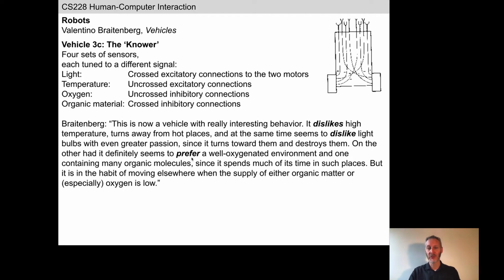It definitely seems to prefer a well-oxygenated environment and one containing many organic molecules, since it spends much of its time in such places. More oxygen or organic material means more inhibition of the wheels, meaning more slowing down of the wheels. It will slow down when it's in high oxygen environments, or when it smells a chemical signal being given off by some rotting organic material. However, it is in the habit of moving elsewhere when the supply of either organic matter or oxygen is low.